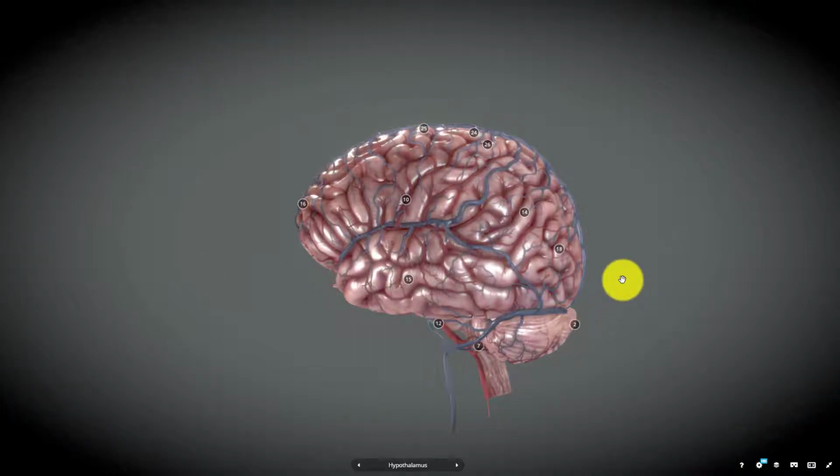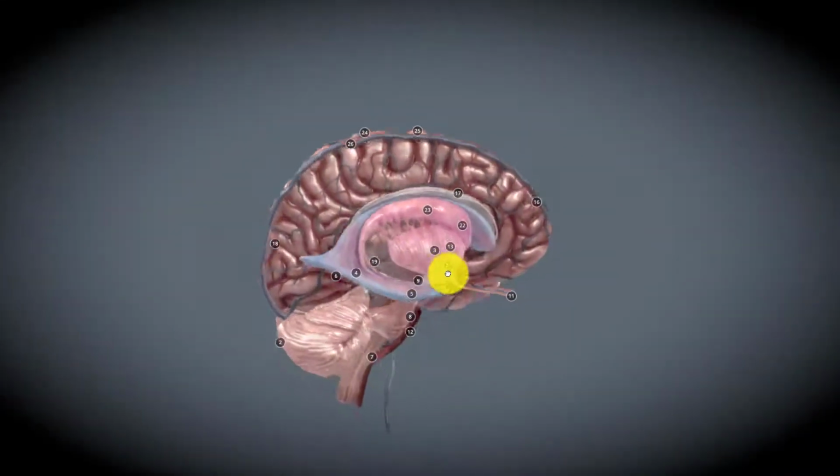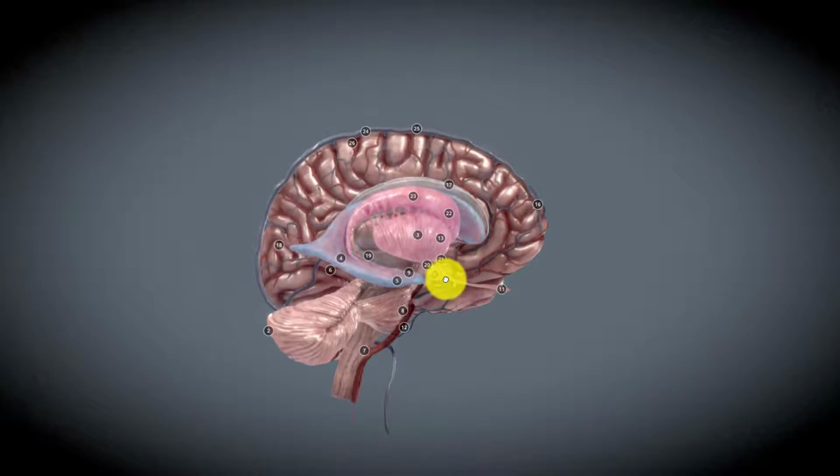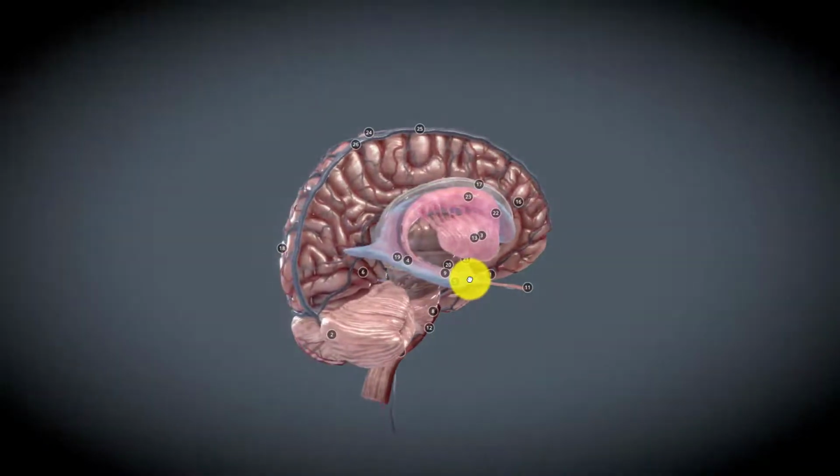What we're looking at here is a 3D model of the human brain. Okay, so I'm going to turn this around so that we can see more of a cutaway, right? And there's sort of three main division points we tend to talk about when we're talking about the brain.